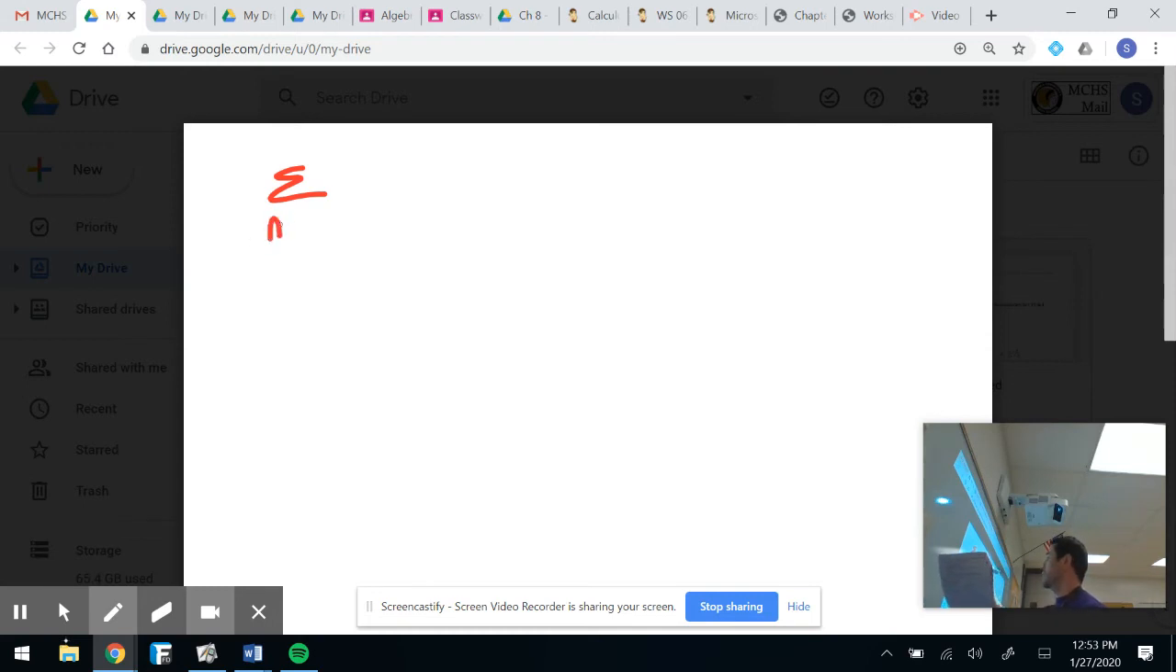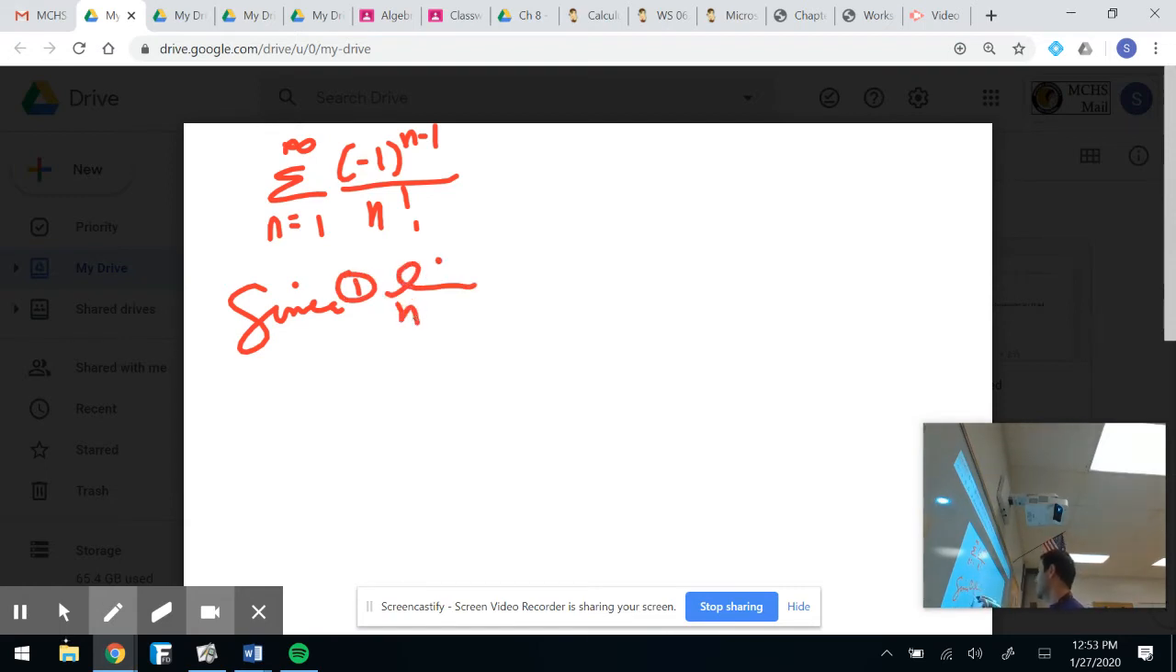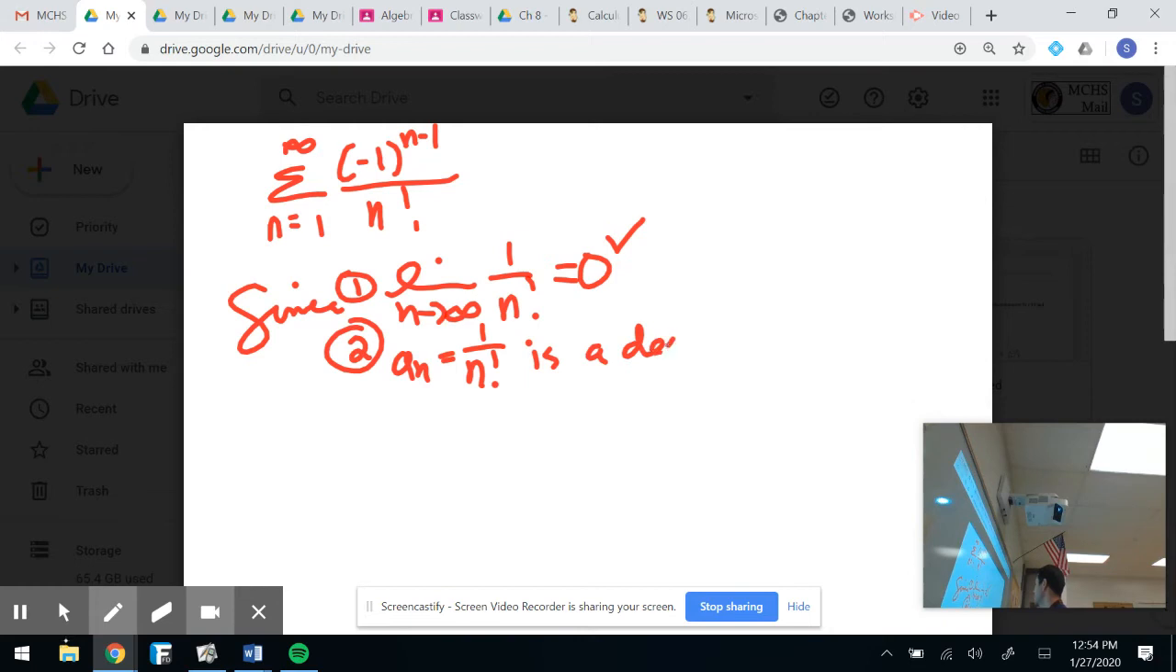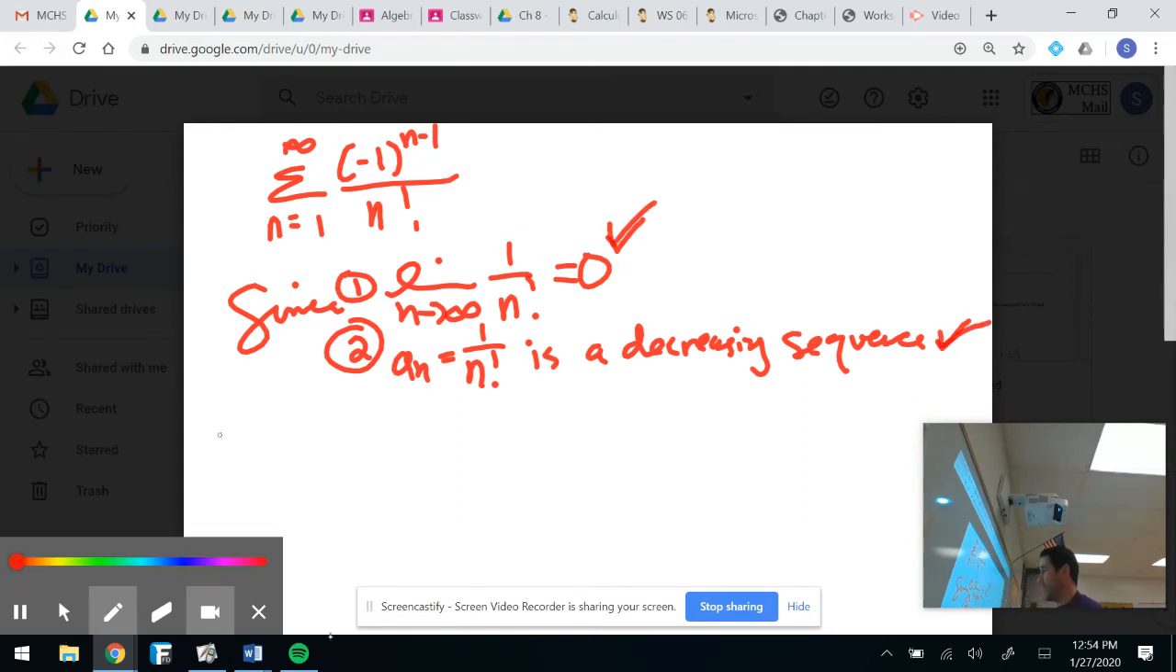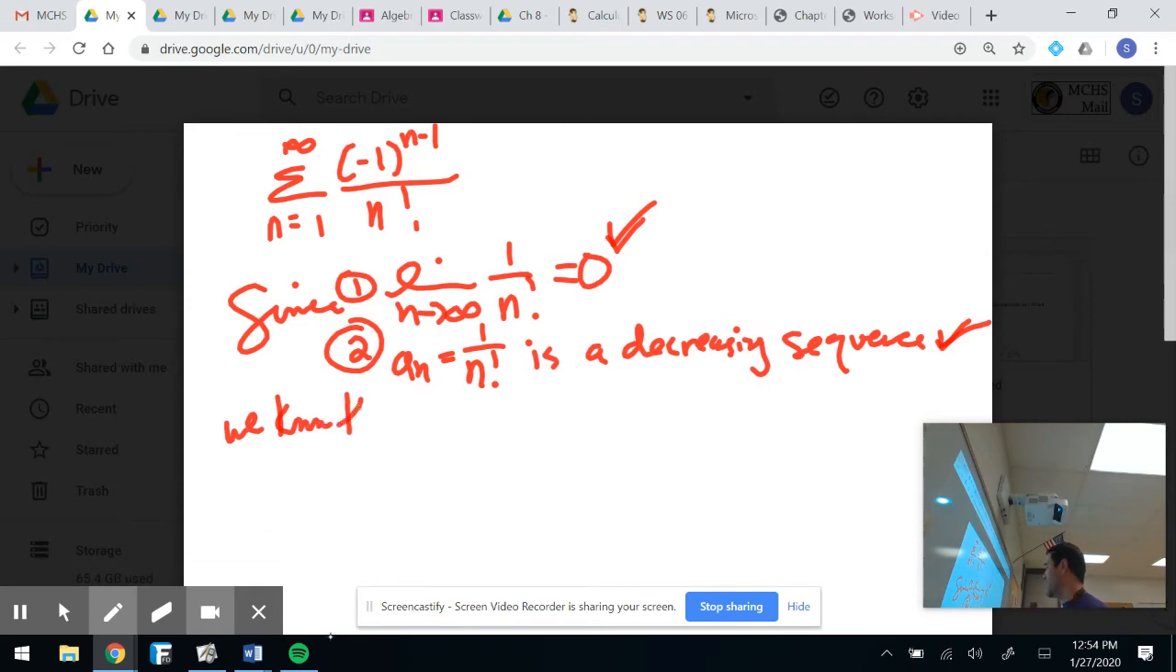The series n equals 1 to infinity of negative 1 to the n minus 1, that is an alternator, over n factorial. So there are 2 things I have to check. Number 1, the limit. Let's take that alternator out of there. 1 over n factorial equals 0. Check. And 2, a sub n, which is equal to 1 over n factorial, yes, is a decreasing sequence. So check 1, check 2. Sounds like you can make a rap song out of that. Check 1, check 2.